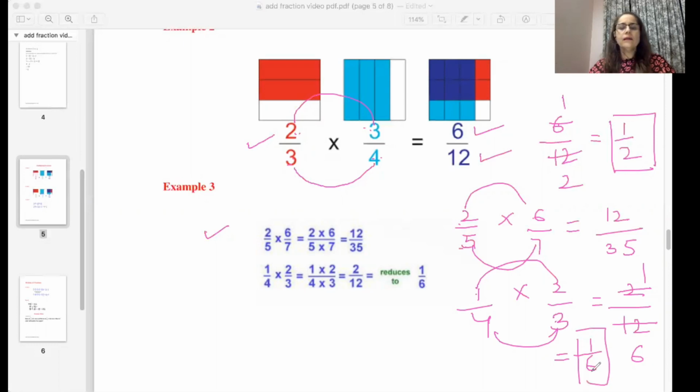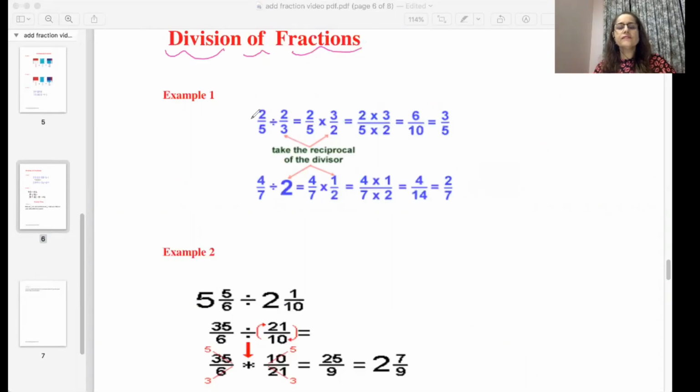Now we will learn how to divide fractions. Division of fractions: how can we divide? We are taking the numbers 2 by 5 divided by 2 by 3. The first step is we will write the first fraction as it is, no change. After writing the first fraction as it is, we will change the sign of division. Now we will convert it into a multiplication sign.